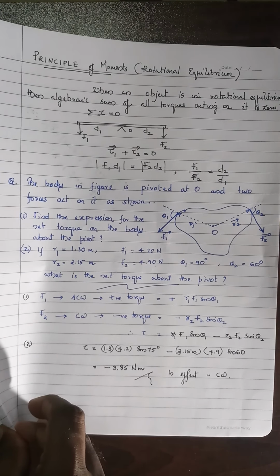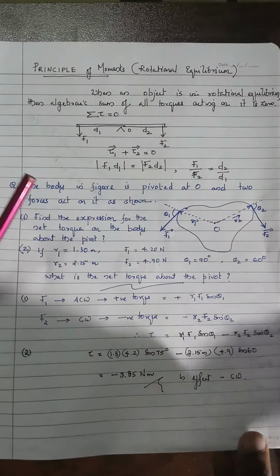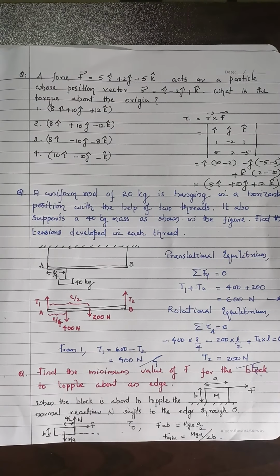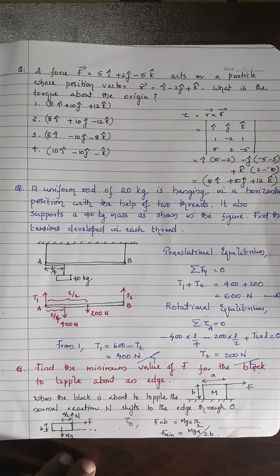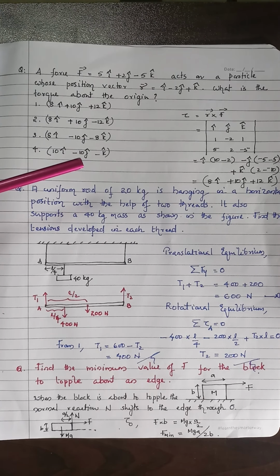And the next concept: a force F equal to 5i plus 2j minus 5k acts on a particle whose position vector r equals i minus 2j plus k. What is the torque about it? A simple concept, you get the answer. Likewise, questions can come for angular momentum also.